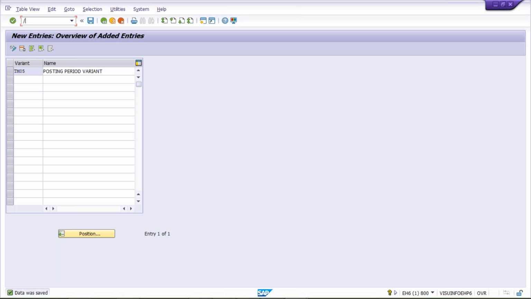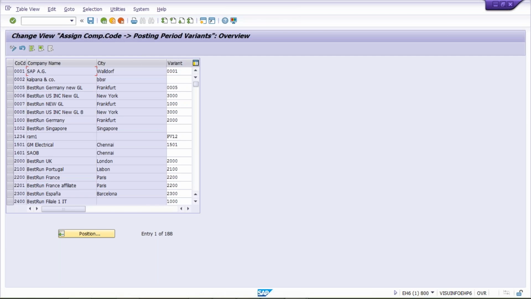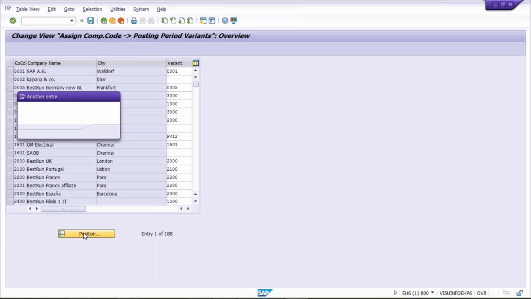How to assign this variant, guys? Posting period variant. Use transaction code /n OBBP and press enter. Now here, click on position and give your company code TM05 and press enter.